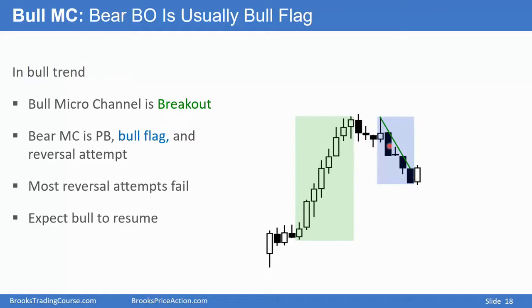And look at this bear bar and the follow-through bar, bad follow-through. We have a pair of bear bars, bad follow-through. Bear bar, bad follow-through. Bull bar, good follow-through, good follow-through, good follow-through. So a much stronger rally than the sell-off. This bear breakout probably is a bull flag and not the start of a bear trend.